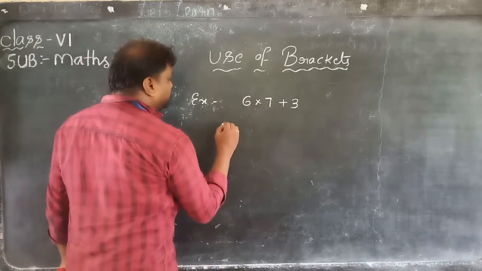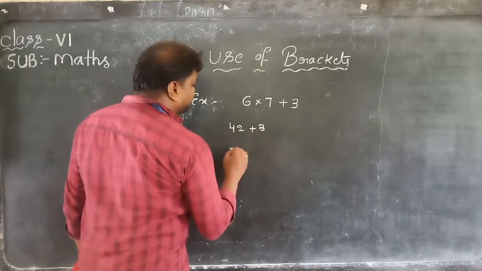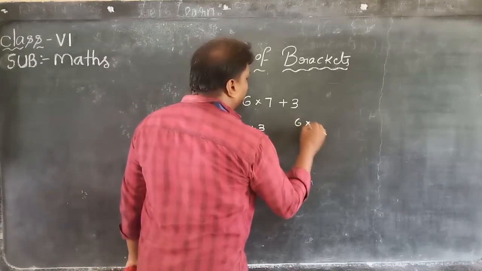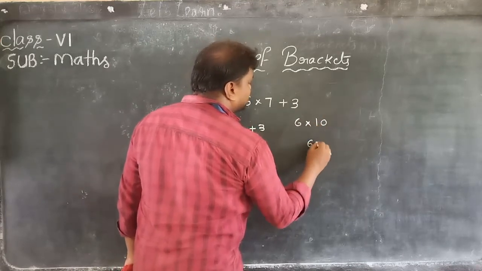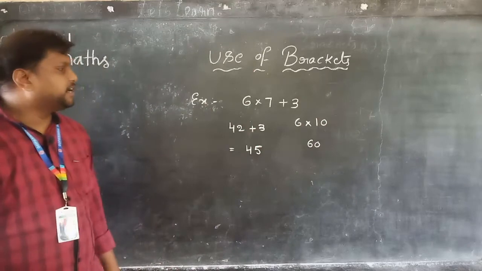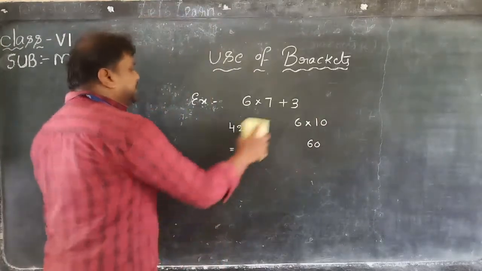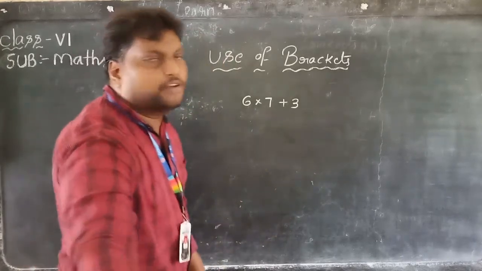Some students do 6 into 7, 42, plus 3 is equal to 45. Some students do 6 into 7 plus 3, meaning 10, and 6 10s are 60. Which of these two is correct? We don't know. That's why we use brackets, so we can easily decide which pattern to follow.